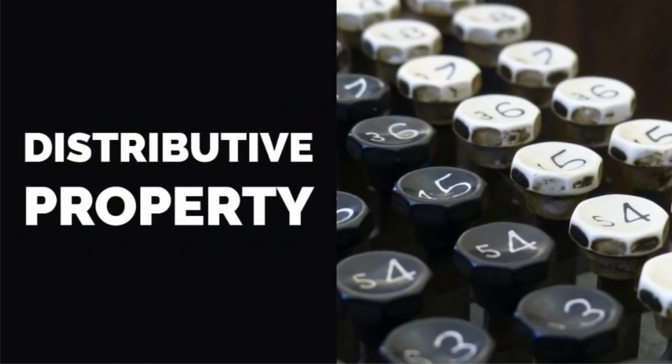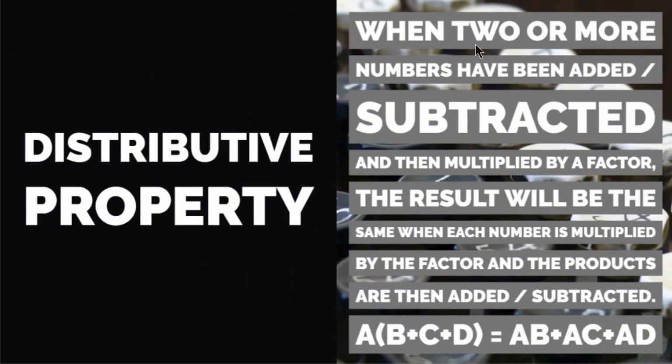Para naman sa sunod at huling property na ating i-discuss, ito ay distributive property. Ito ay nagsasabing when two or more numbers have been added or subtracted and then multiplied by a factor, the result will be the same when each number is multiplied by the factor and the products are then added or subtracted. So, parang ganito. Yung A, imumultiply mo sa group ng B plus C plus D ay magiging kapareho din ng A times B plus A times C plus A times D.